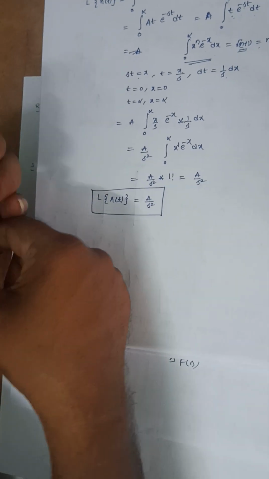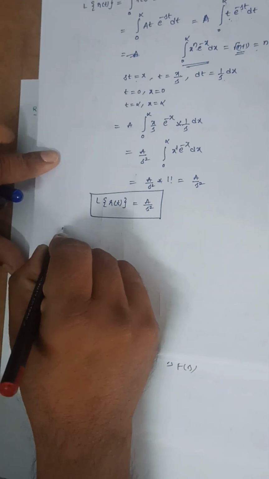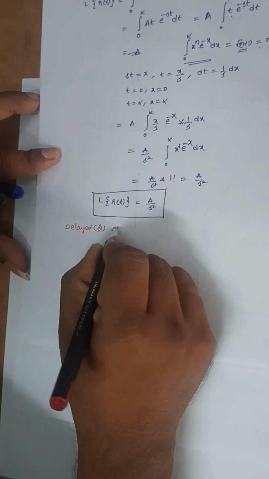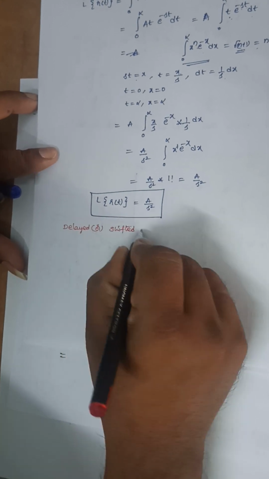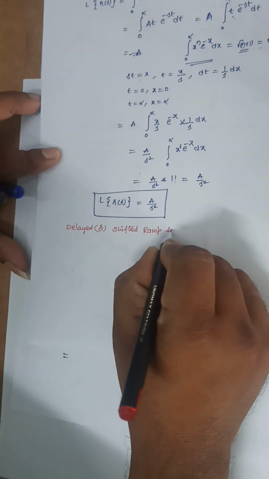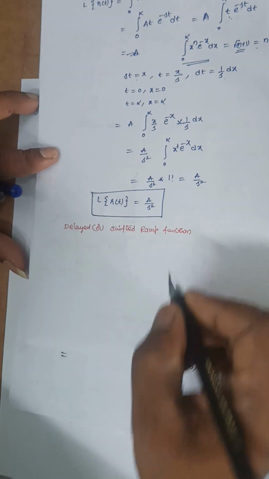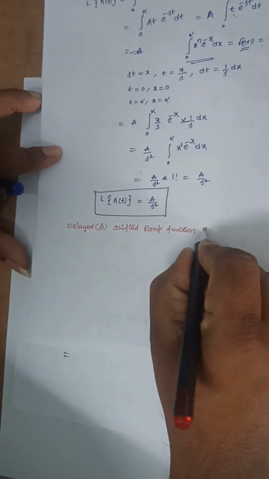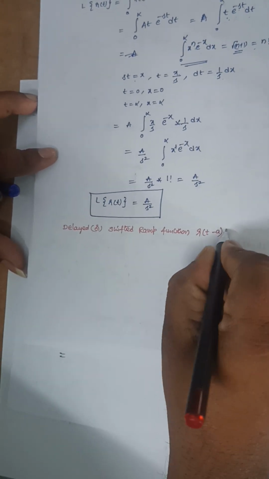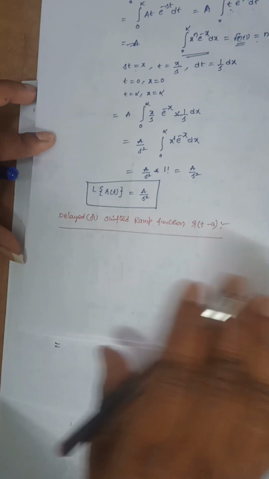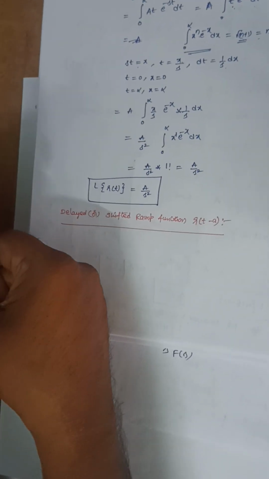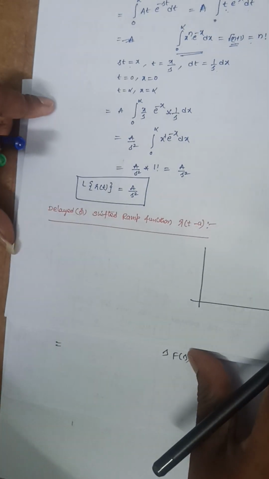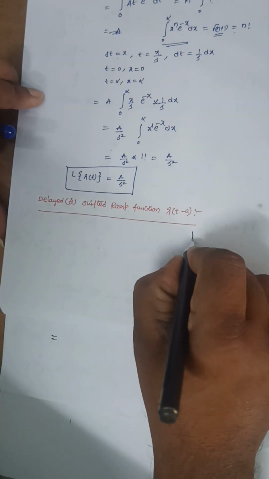Next, Laplace transform of delayed ramp function. Delayed or shifted ramp function. So this delayed or shifted ramp function can be denoted as r of t minus a. So this can be represented like this. The graphical representation of this delayed or shifted ramp function will be like this.